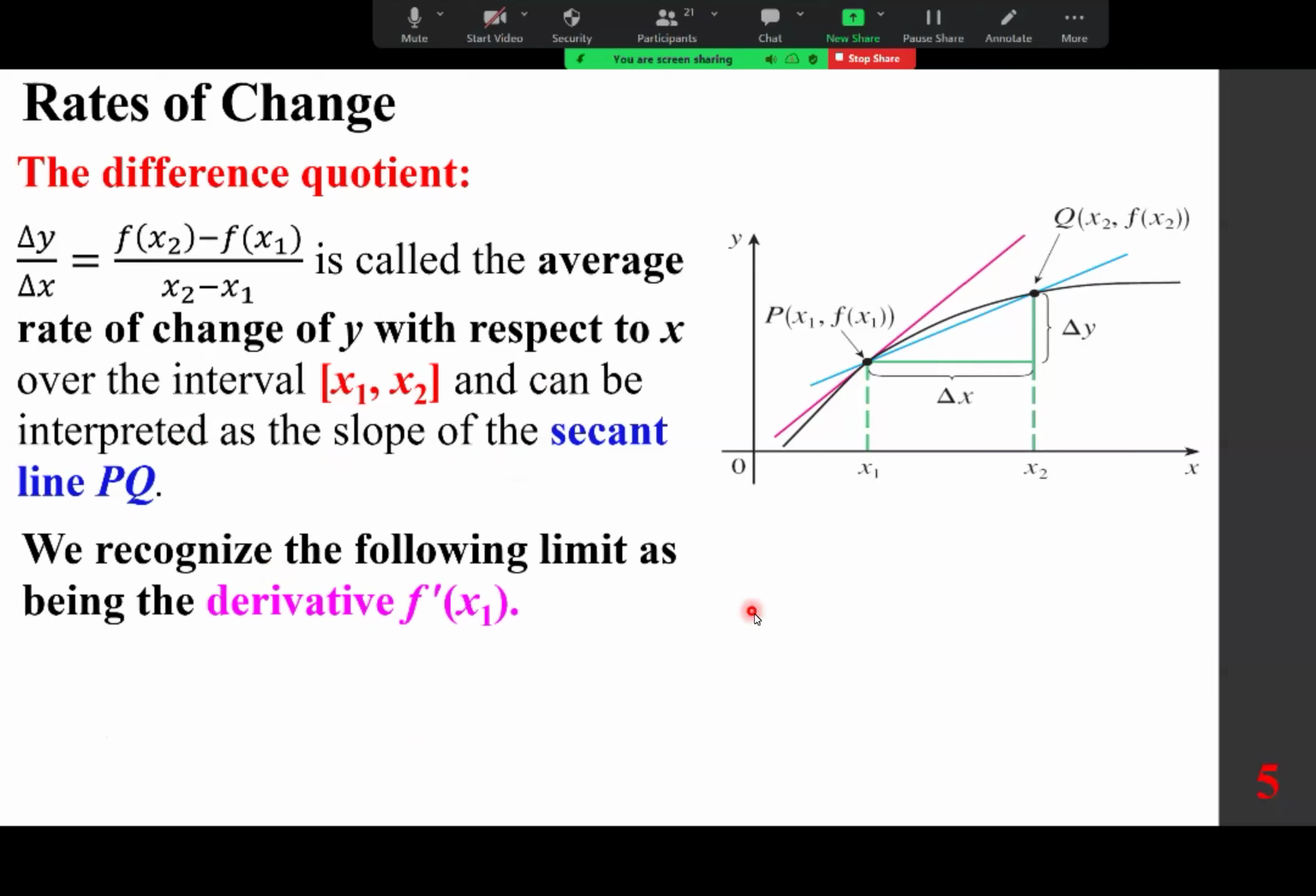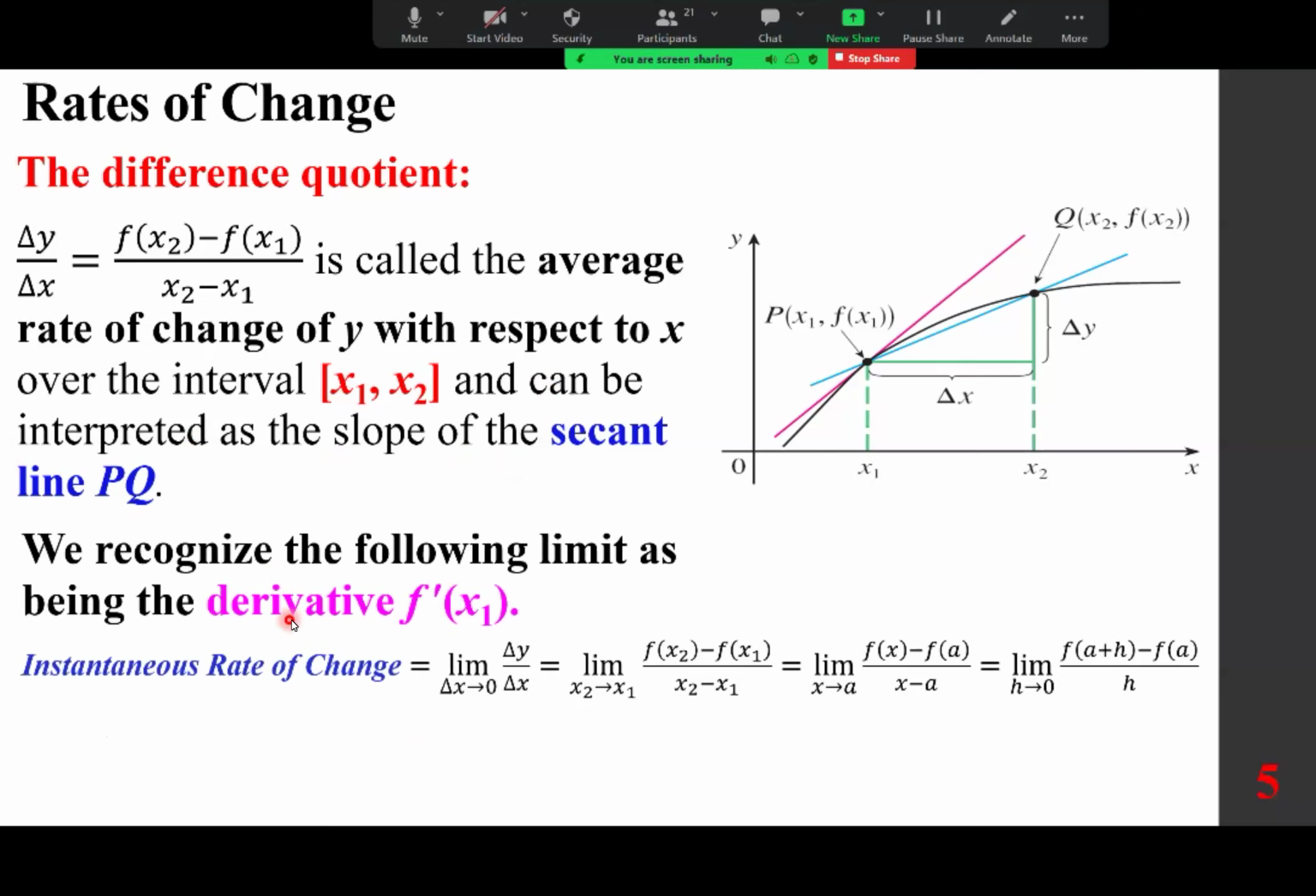We recognize the following limit as being the derivative f prime of x sub 1. They are all the same. Instantaneous rate of change, the limit of delta y over delta x as delta x approaches 0. So if you look at rise over run, when you make delta x closer and closer to 0, you get closer and closer to the red line, which is the tangent line. Or the limit of f of x sub 2 minus f of x sub 1 over x sub 2 minus x sub 1 as x sub 2 approaches x sub 1. Or the limit of f of x minus f of a over x minus a as x approaches a.